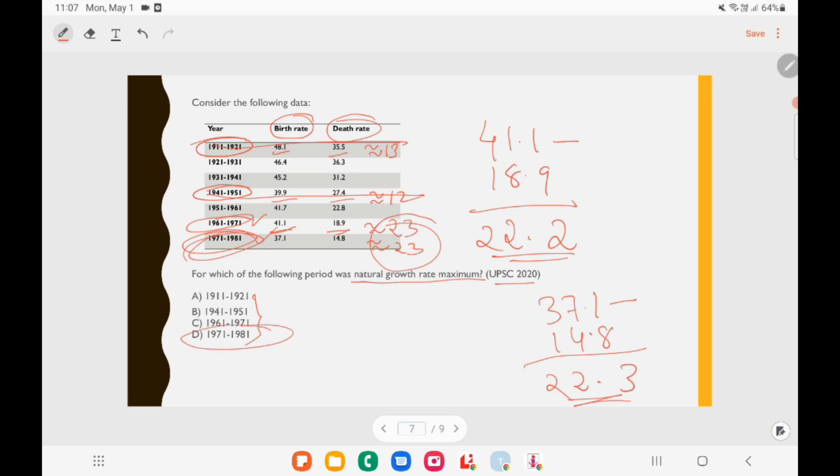So in this way, from data interpretation, you can use small tricks. Okay, whatever I have told you so far, you can use those tricks and find out the answers easily.